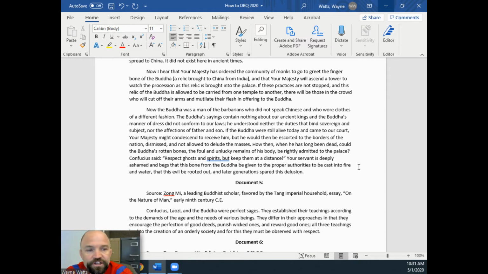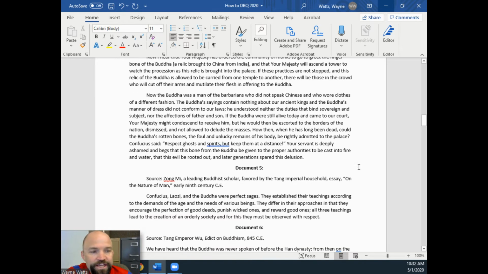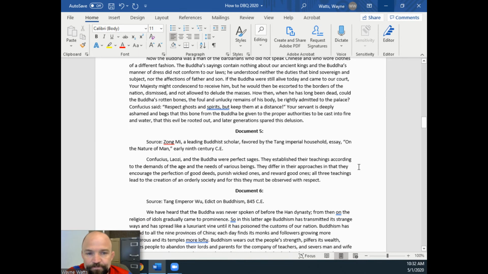If the Buddha were still alive today and came to our court, your majesty might condescend to receive him, but he would then be escorted to the borders of the nation, dismissed, and not allowed to delude the masses. How then, when he has been long dead, could the Buddha's rotten bones, the foul and unlucky remains of his body, be rightly admitted to the palace?